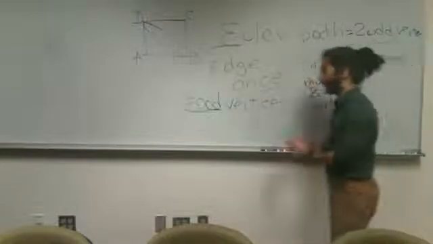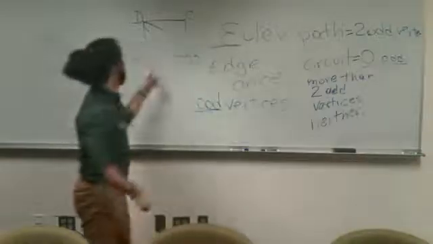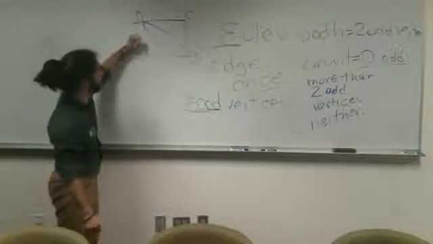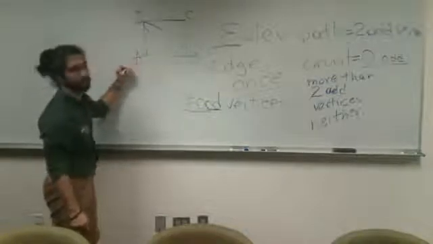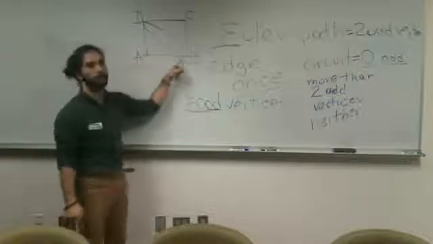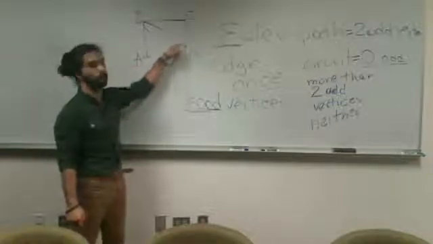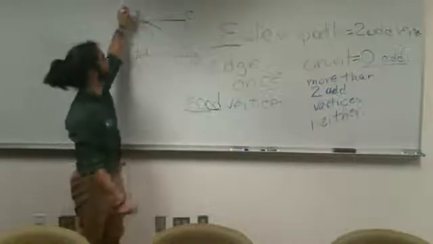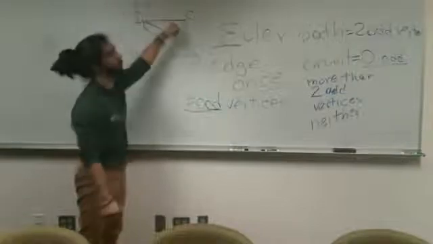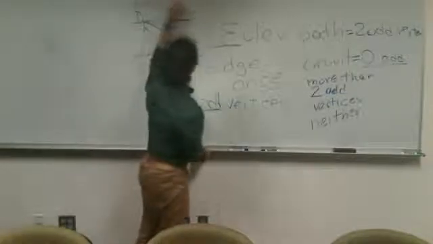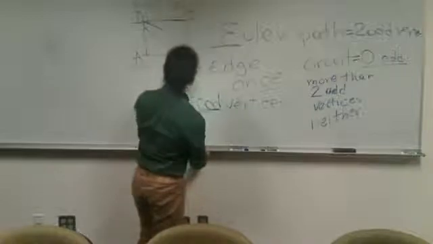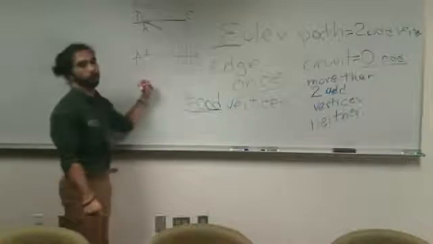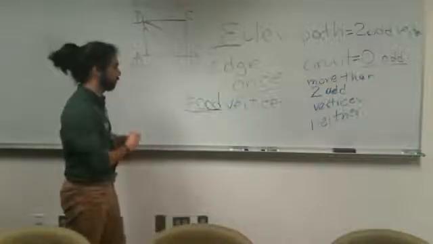Let's count this graph right here that I have. A has two lines going out of it, 1, 2. So this one is even. B has 1, 2, 3, 4. That's even. D has 1, 2, 3, 4. And C also has 2. That's also even. We have no odd vertices here, right? So we can do an Euler circuit. This is just number 1.